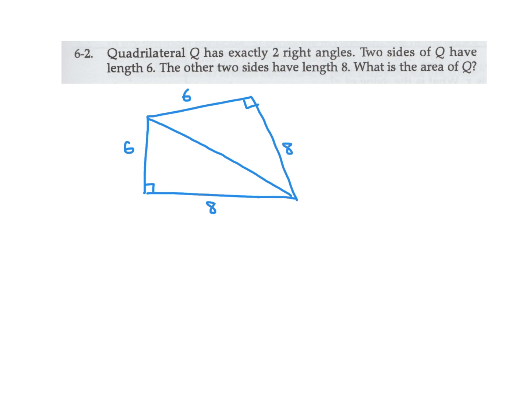Since they want the area of this whole thing, it really is two right triangles, and each right triangle is 1/2 base times height. The base is 6, the height is 8, so this is just 48.